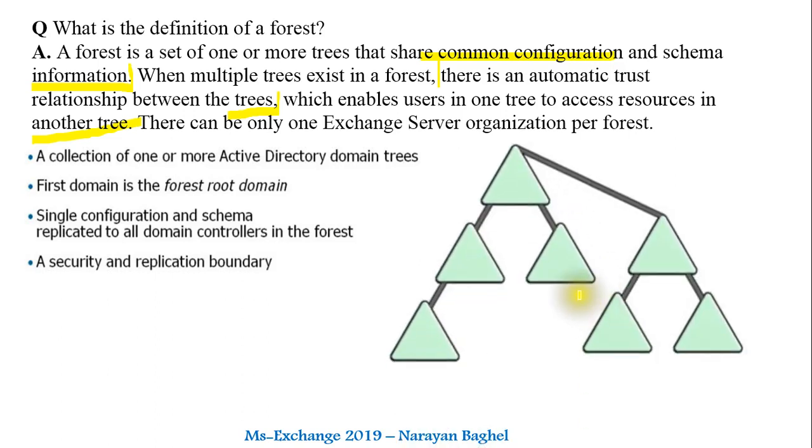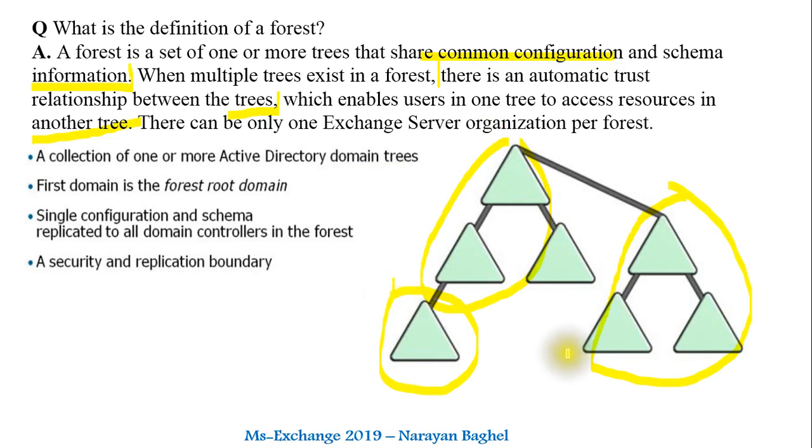Next thing here, you can consider it a collection of one or more Active Directory domain trees. So again, same thing. For example, this is one tree, this is one tree, and this is one tree. You got 3 trees now. So all trees will have a trust relationship.